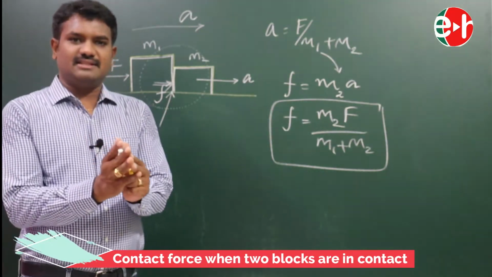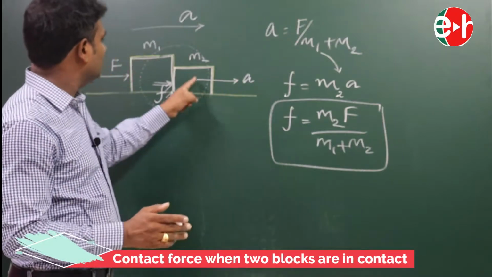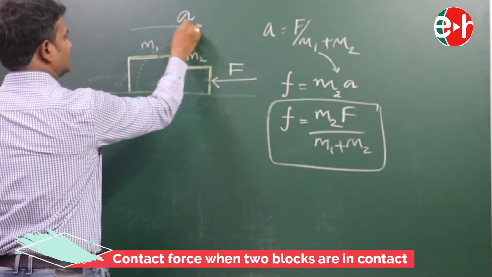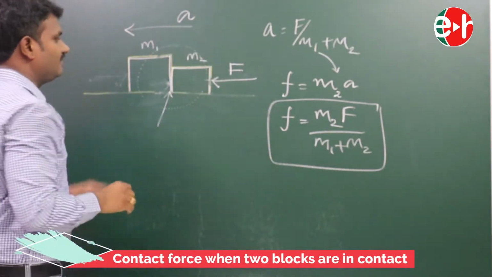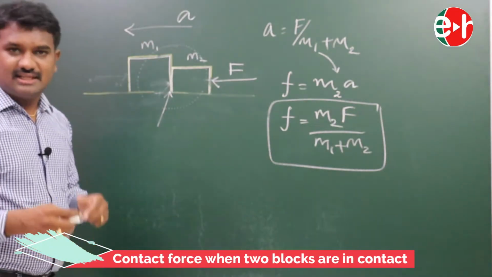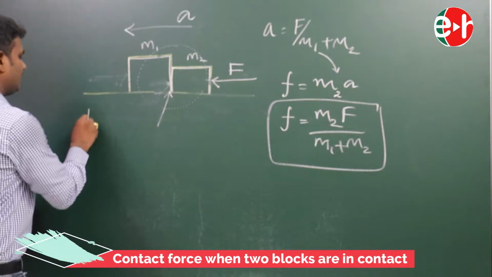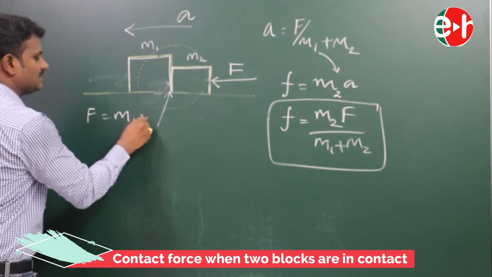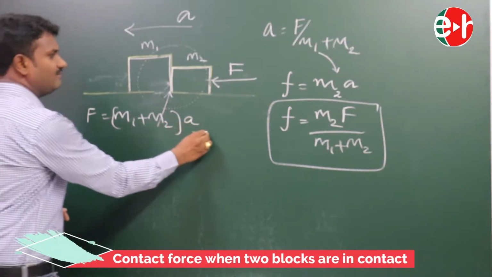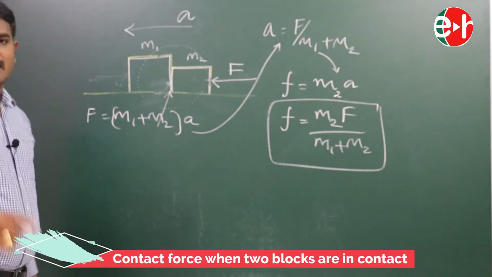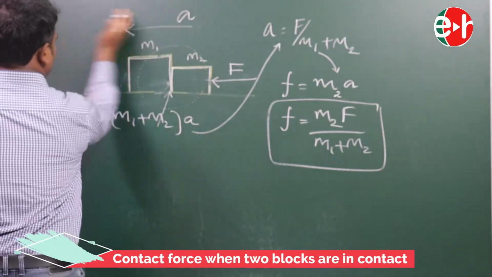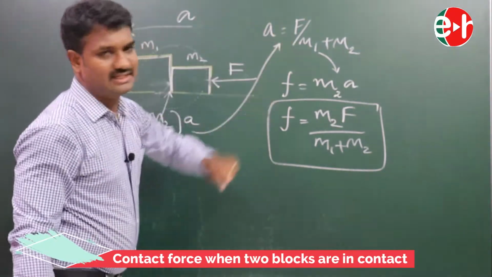Shall we study the same case when the force is acting on M2? The system moves in this direction with some acceleration A. If the force is same, this A is also same, because F is equal to M1 plus M2 into A. From this, A is equal to how much? Again we get the same, F by M1 plus M2, but the only difference is that in this case the system is moving from right to left. Earlier it was moving in this direction.